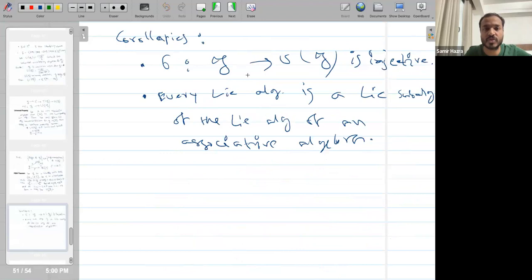There are some corollaries to this. Basically, the sigma map, which we are talking about, from G to UG, becomes actually injective. So if you just consider sigma of G inside UG, then sigma of G is actually a sub-algebra of the Lie algebra of UG. G was arbitrary, so every Lie algebra is actually a Lie sub-algebra of the Lie algebra of an associative algebra. From an associative algebra, we know the bracket is defined by A dot B minus B dot A. So in that sense, an associative algebra is also a Lie algebra.